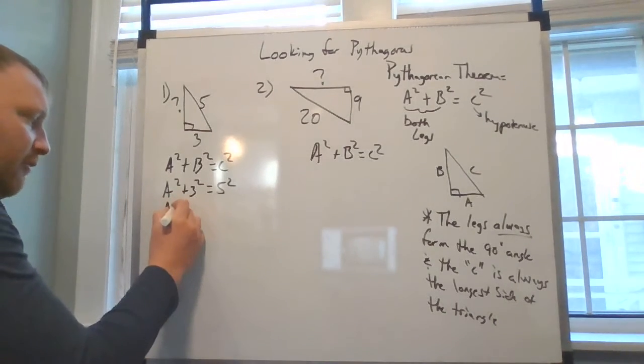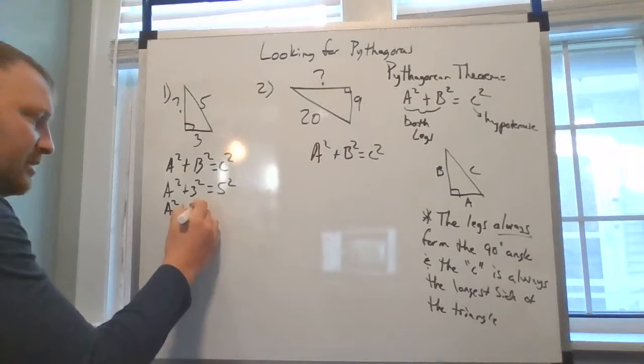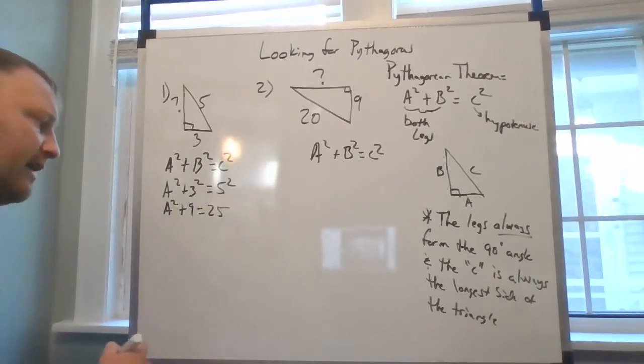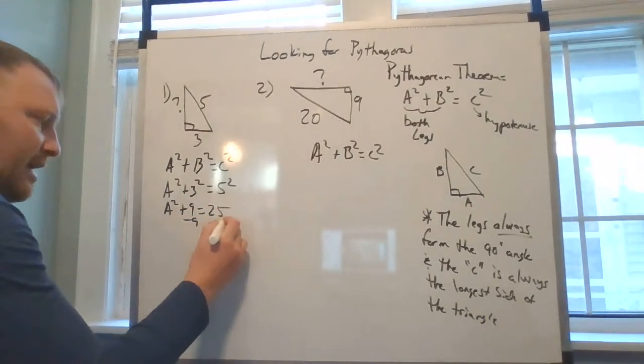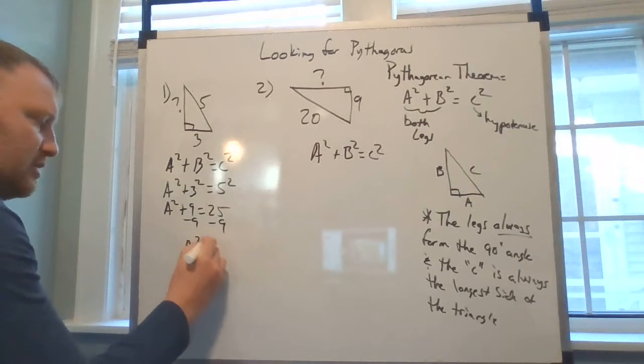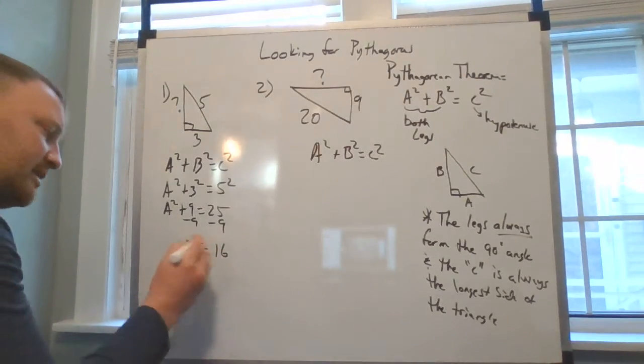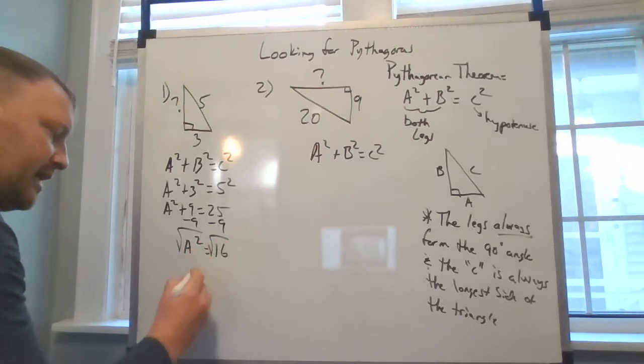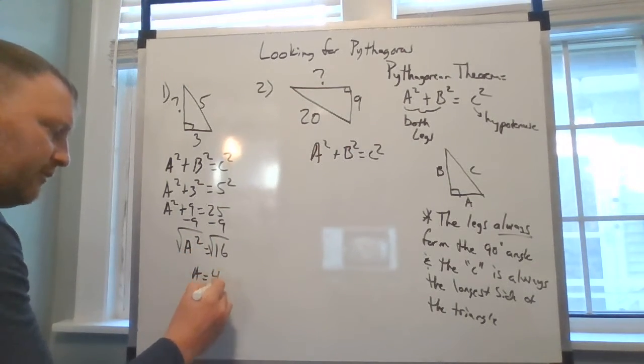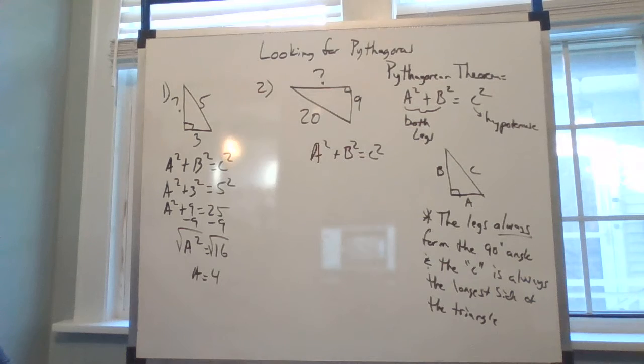Next thing, perform the math. A squared plus 9 equals 25. Subtract 9 from both sides, you get A squared equals 16. And the last thing you do is you square root both sides, so the A equals 4. Square root of 16 is 4.